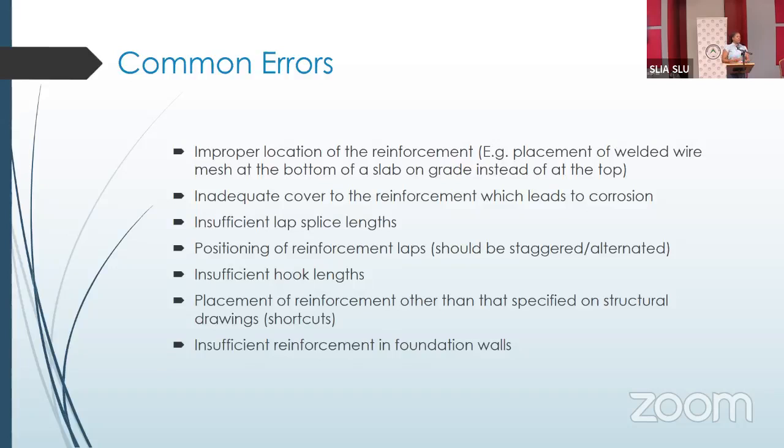So we must have the hook lengths, which are generally 12 times the diameter of the bar. Again, all of those are written in the codes. Sometimes when the contractors want to cut corners, it may not happen immediately. It may happen in the next 2 days. It may happen in the next 6 months.